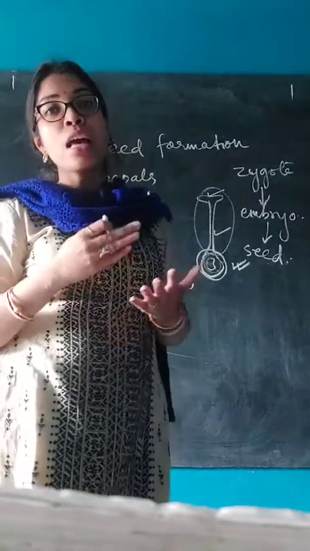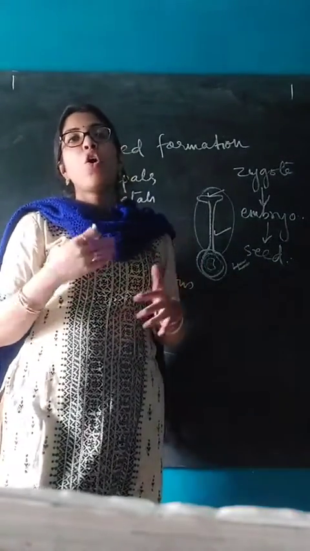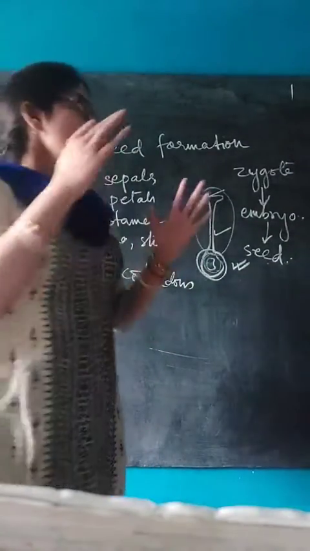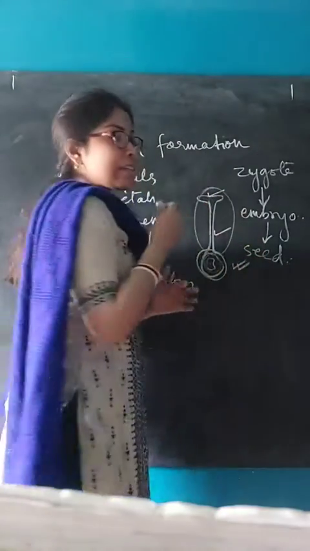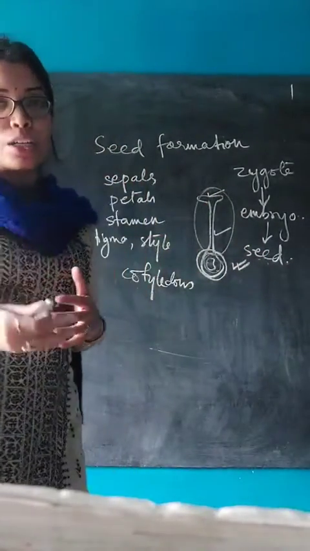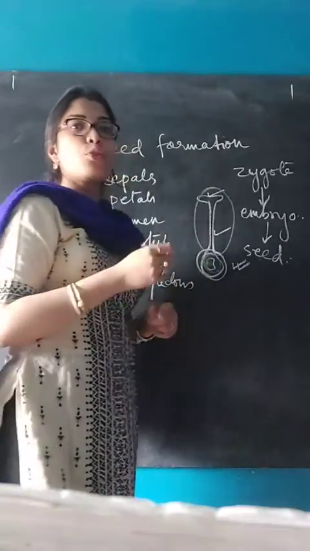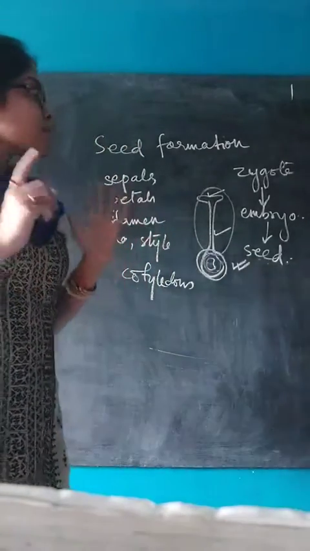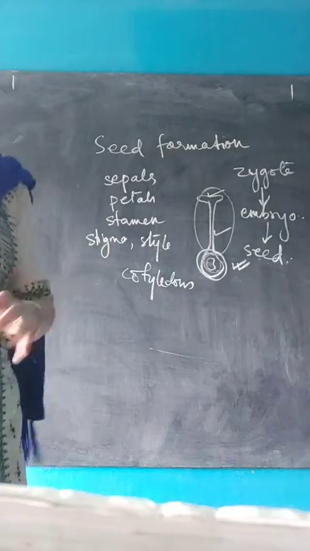Favorable conditions such as light, moisture, oxygen, all these are favorable conditions. When a seed is formed and it is under certain favorable conditions, it has the potential to grow into a new plant. Okay, so this is all about the formation of seed.